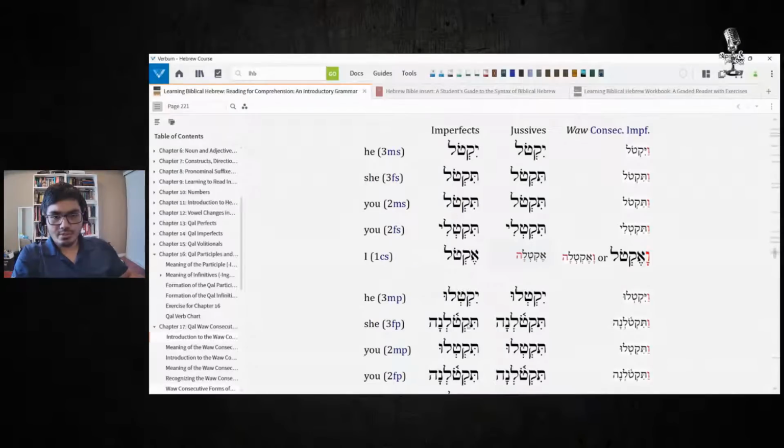First column shows you all the imperfect forms, whereas the second column shows you the jussive forms, and then the third column shows you the verb consecutive imperfects.